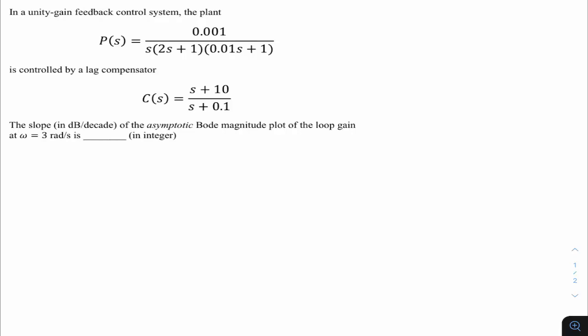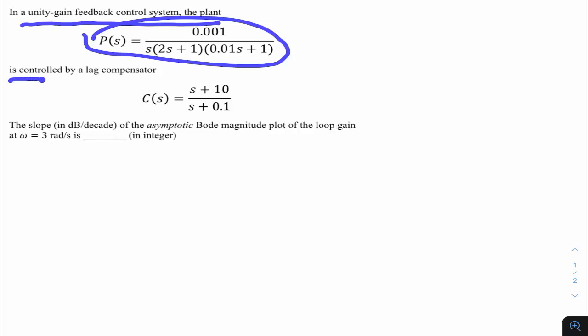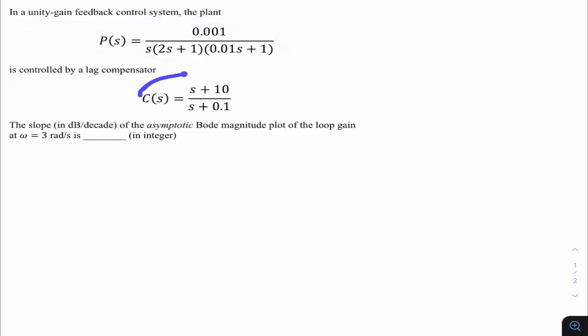The question is, in a unity gain feedback control system, the plant transfer function P of S is given, and it is controlled by a lag compensator whose transfer function is C of S. The slope in dB per decade of the asymptotic Bode magnitude plot of the loop gain at omega equal to 3 10 per second is.